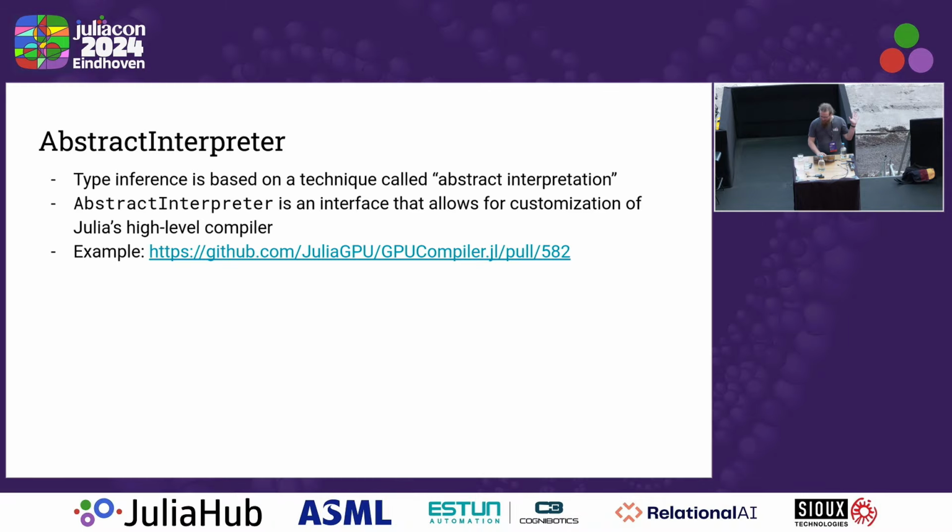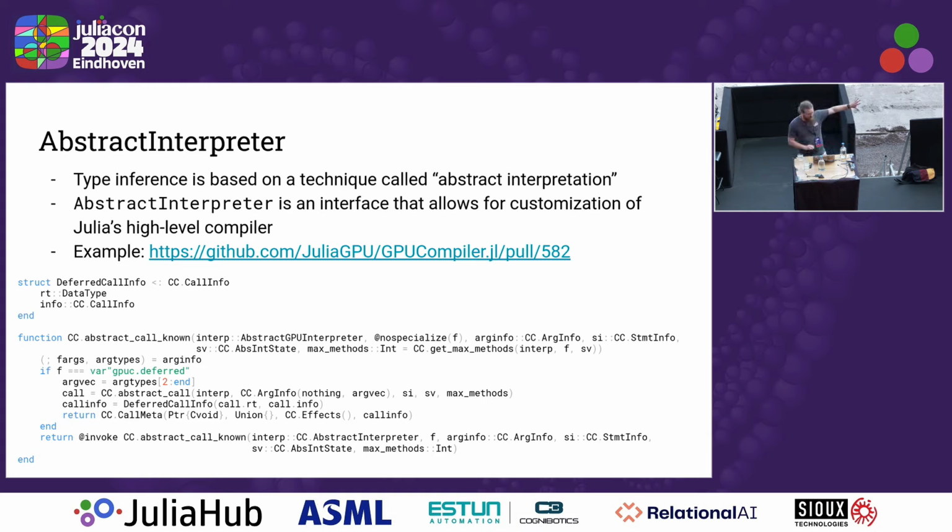So, glossing over this, Frames basically talked about this. We have this notion of an abstract interpreter. It's a bit of a misnomer. Abstract interpretation is a technique that inference uses. An abstract interpreter in Julia is an API to modify and extend our compiler pipeline that includes abstract interpretation, but not only.